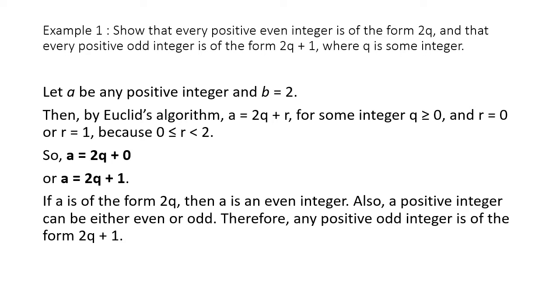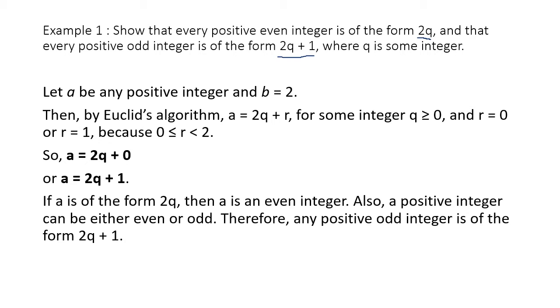Now example 1 here: show that every positive even integer is in the form 2q and every positive odd integer is in the form 2q plus 1, where q is some integer. What do you observe here? All positive numbers we know are either even or odd. Now what is the difference between even and odd? Even numbers are multiples of 2, while odd numbers are not multiples of 2.